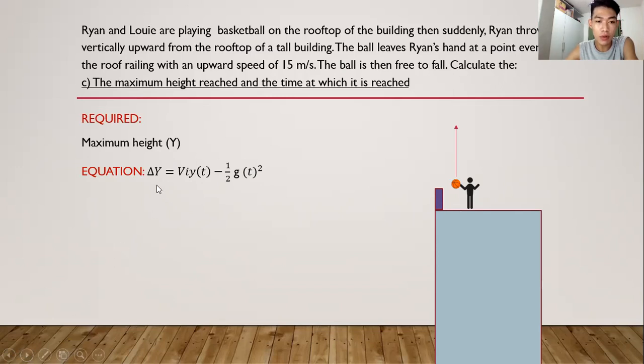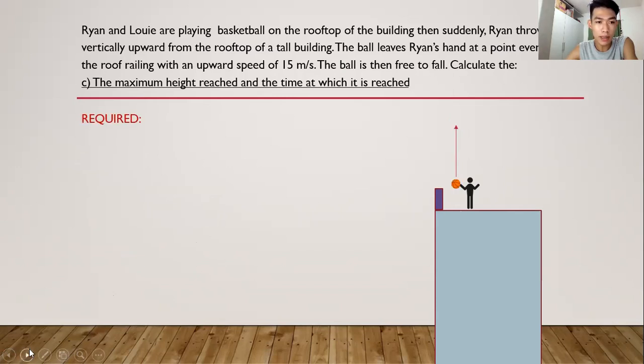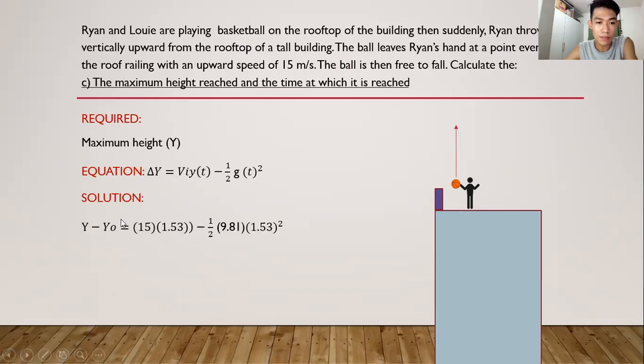So, we're gonna use this formula, delta y equals v initial multiply time minus 1/2 multiply gravity multiply time squared. Yung time na gagamitin natin is yung na-solve natin kanina, 1.53. Since ito yung time maximum, ito yung time na na-consume niya para ma-reach yung maximum height. So to solve for the maximum height, using this formula and the data na nakuha natin kanina, delta y equals y minus y initial equals 15 multiply 1.53 yung time kanina minus 1/2 multiply 9.81 multiply 1.53 squared.